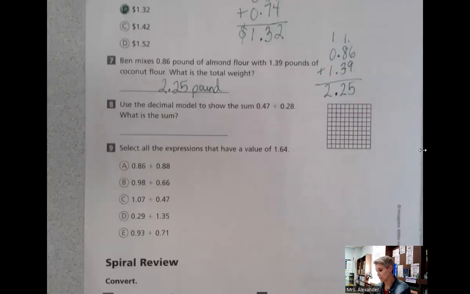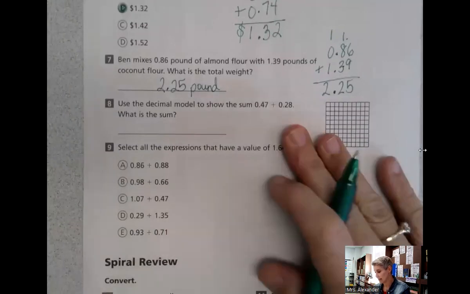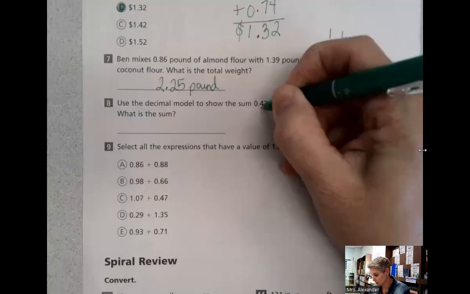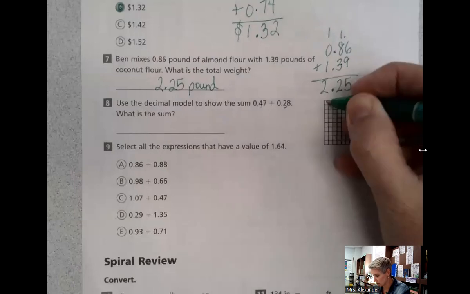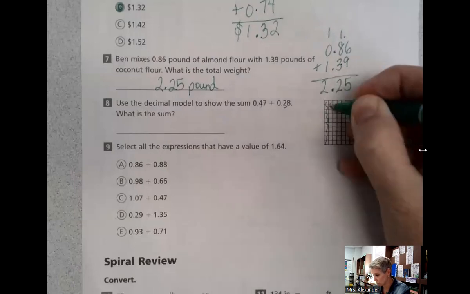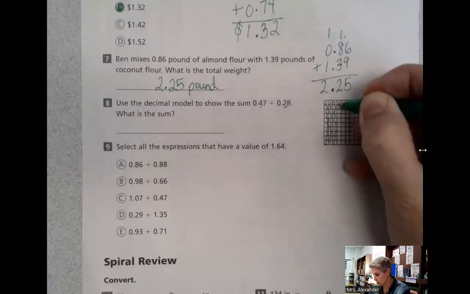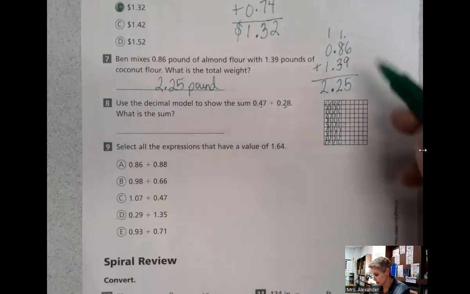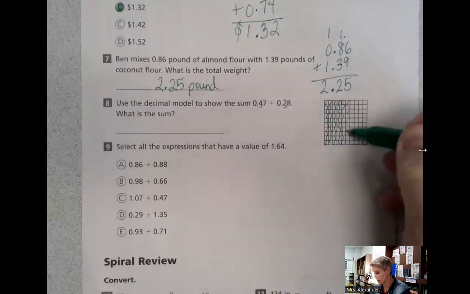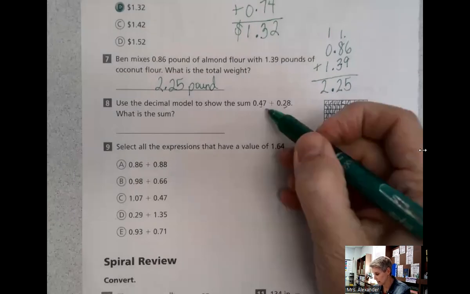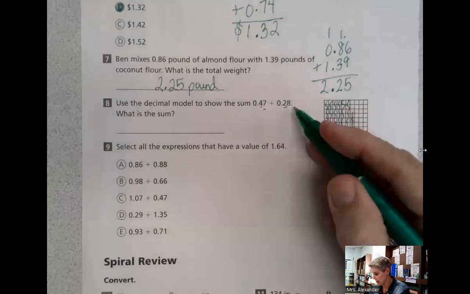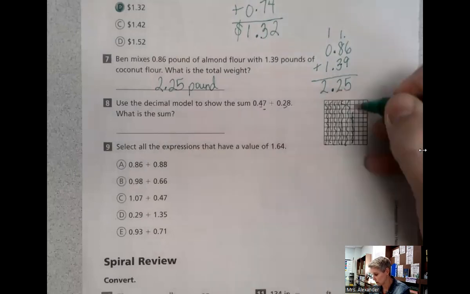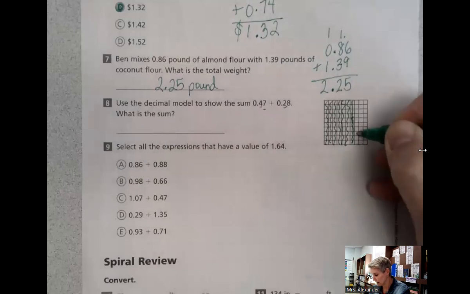Here we have another decimal model. This time I'm going to do my tenths. I'm going to show 4 tenths. 1, 2, 3, 4, and 2 tenths so that I can fill in all of those columns. I'm going to go back and do 7 hundredths. Would be about right there. And then 8 more hundredths. So there's 3 left here. I have to do another 1, 2, 3, 4, 5.